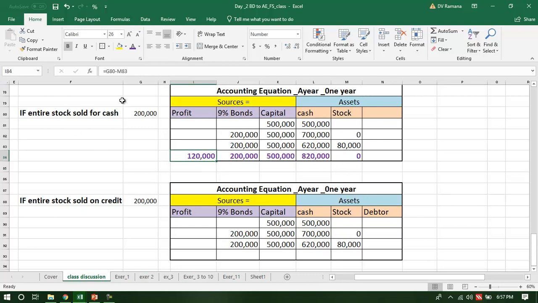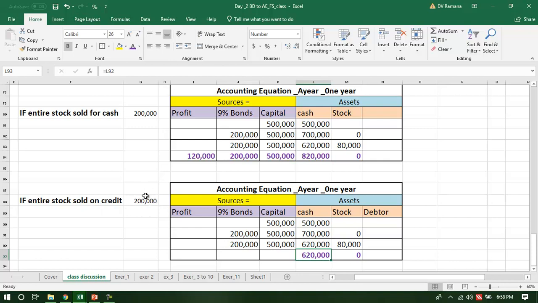Now let us see if the same stock is sold on credit for 200,000. In this case also stock will become zero because we sold the entire stock on credit. But since this is on credit, you are not going to get any cash, so the cash will remain the same, 620,000. However, because of the accrual concept, we record this transaction.